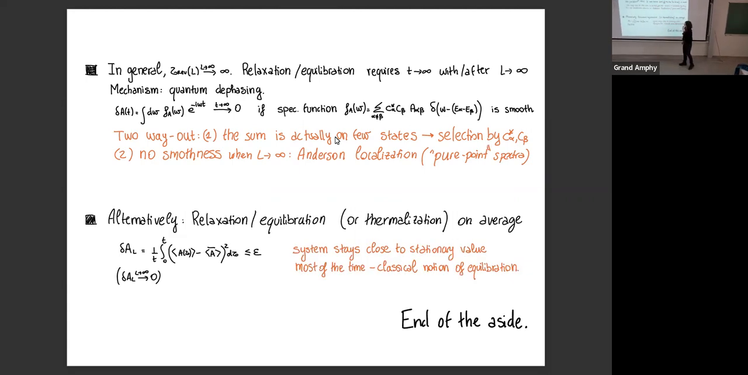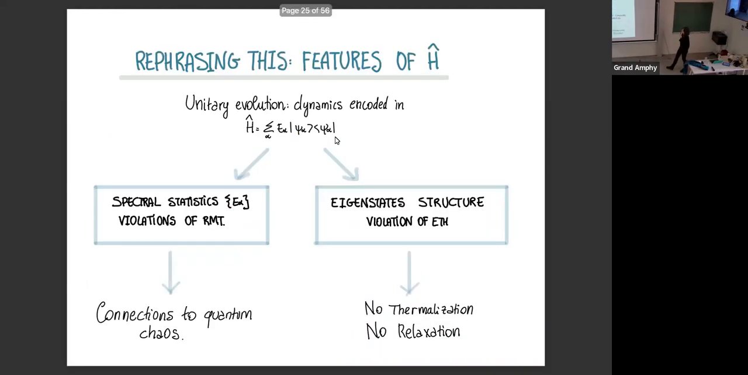Okay, so this is about the large size limit. And as I was saying, another way to deal with finite size systems is to ask something weaker, which is that you equilibrate and thermalize in the sense of time averages, where you basically ask that your dynamics is such that this expectation value stays close to the stationary value for most of the times, so that the integral over time of these fluctuations is small and bounded. And this should, of course, go to 0 when you send the size of the system to infinity, which I think is closer to classical notions of equilibration. Okay, so these were just comments.